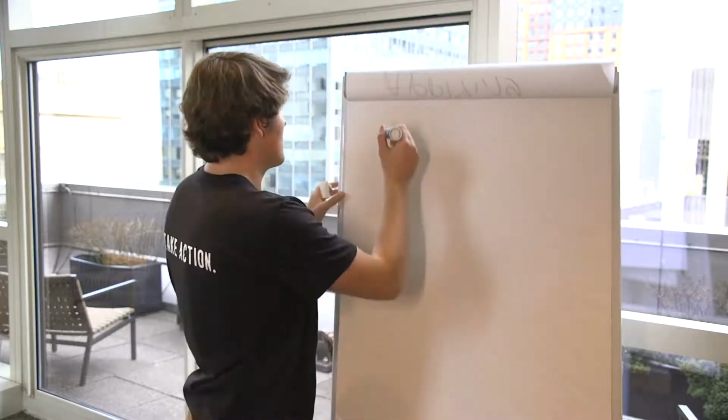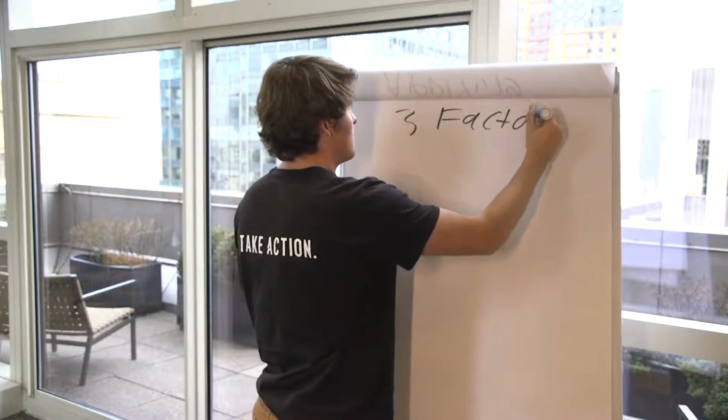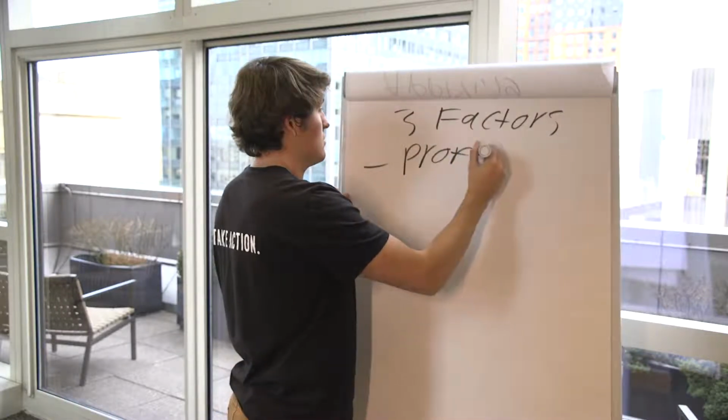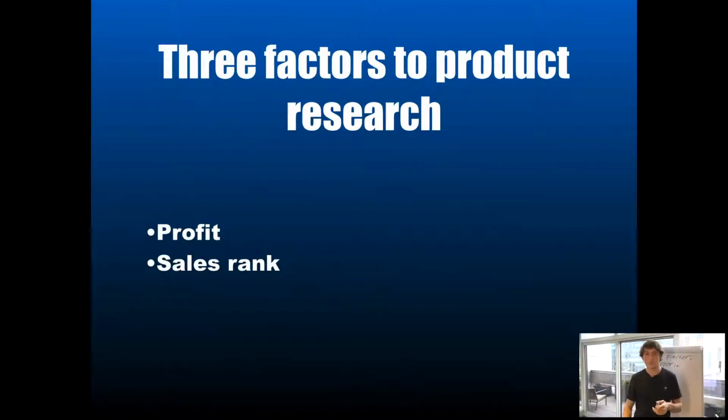In this lesson, I want to go over product research. What to look for when I'm looking at name brand products, what profits am I looking for, the research guidelines, sales, etc. There are 3 factors with product research: profit, sales rank, and history.